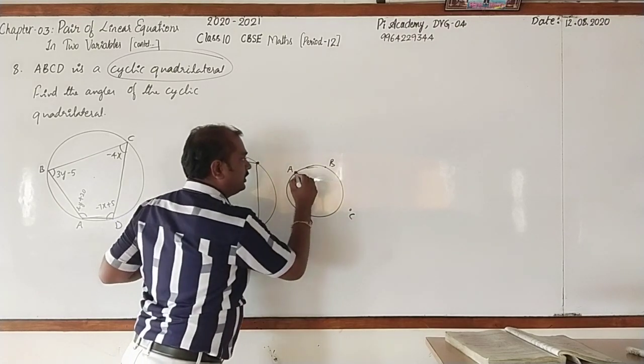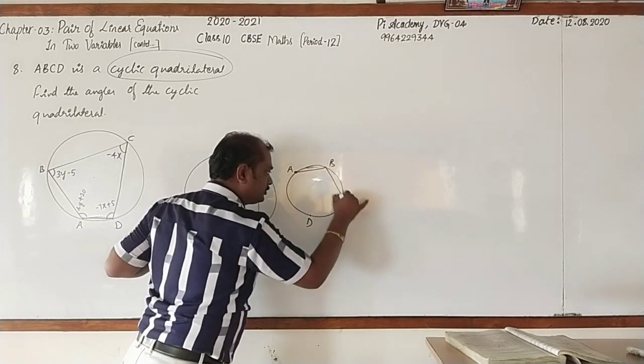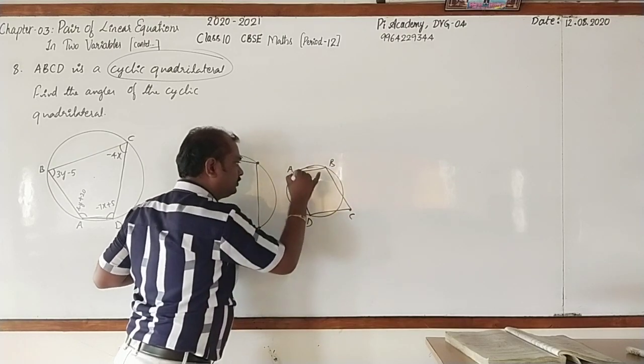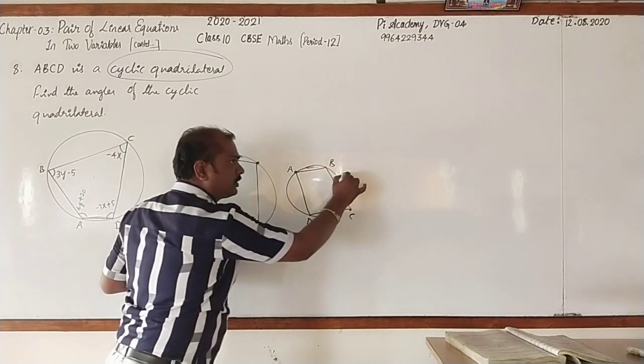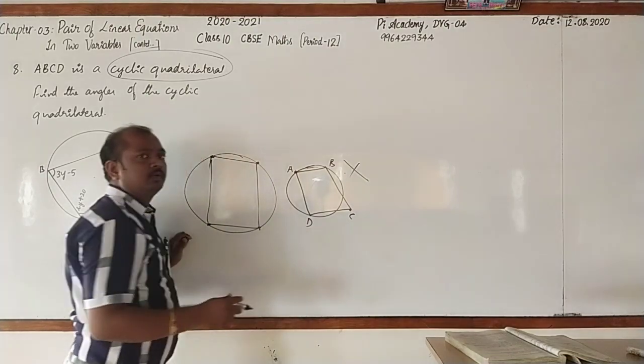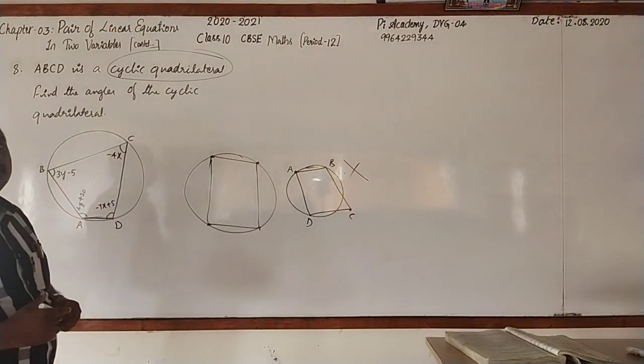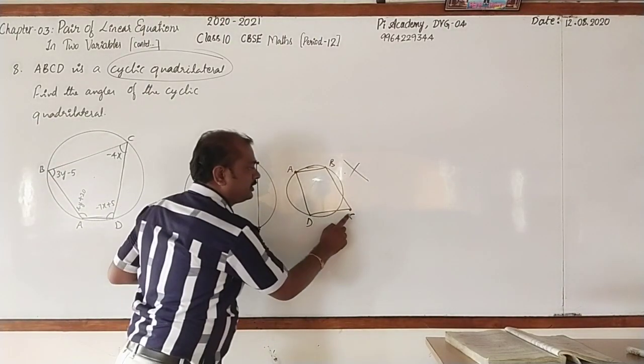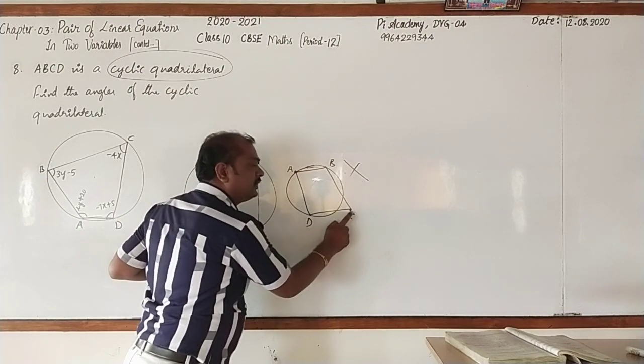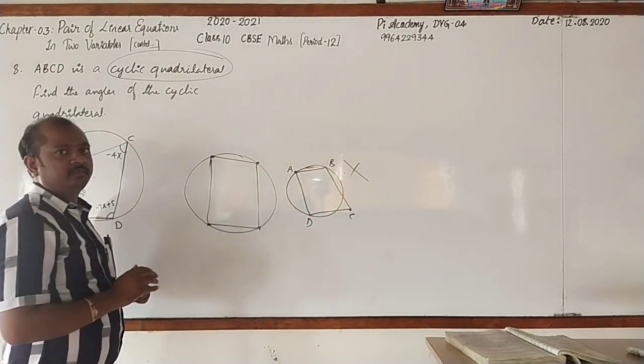Let us join A and B, then B to C, C to D, and D to A. Do you call this a cyclic quadrilateral? No. Why is it so? Yes, you are right. Because the vertex C does not lie on the circle.